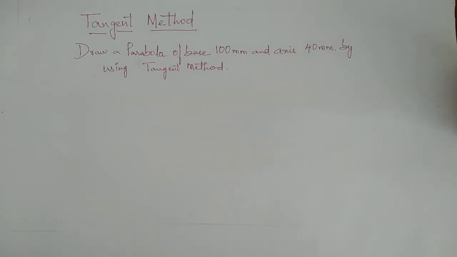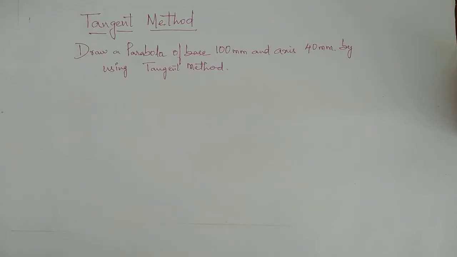But in the case of the parabola, we are just going to see the base and the axis, because the curve of the parabola will be closed at one end, but the other end of the curve will be open. So for drawing the parabolic curve, we choose only the base and the axis. Now, proceeding to the first special method, that is the tangent method.